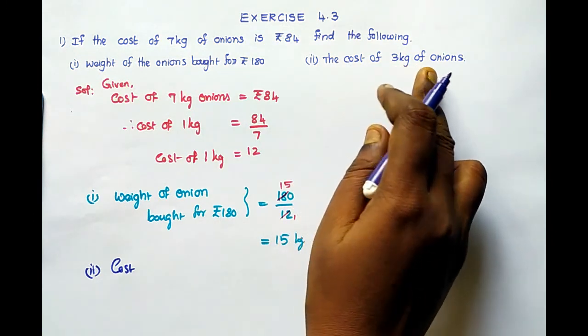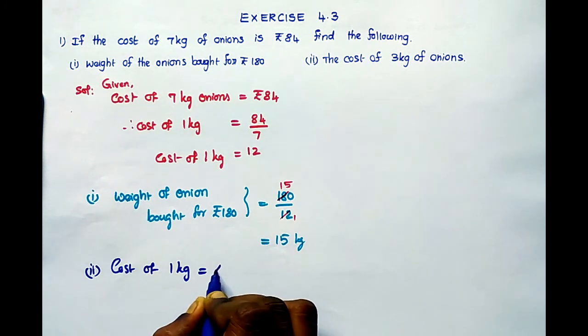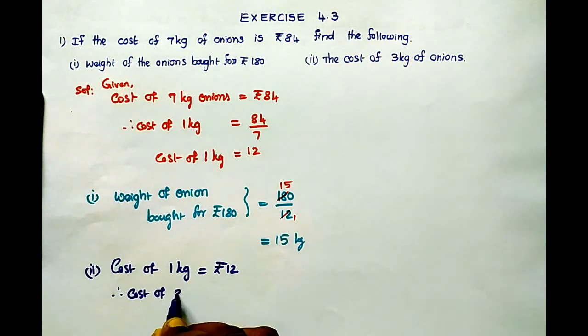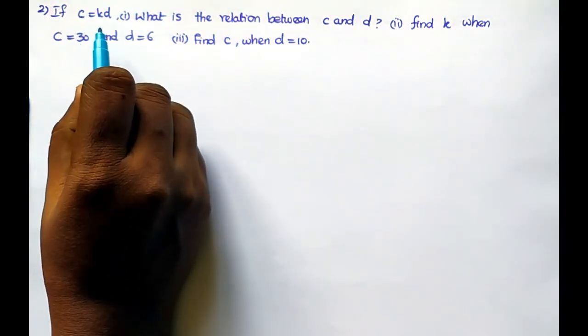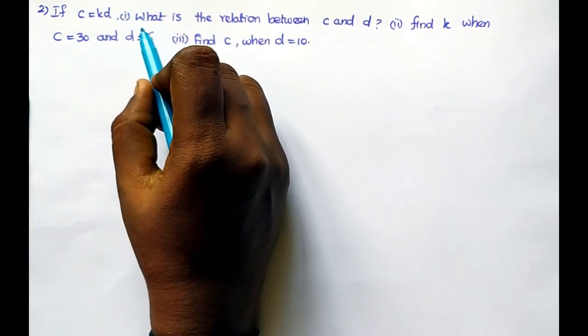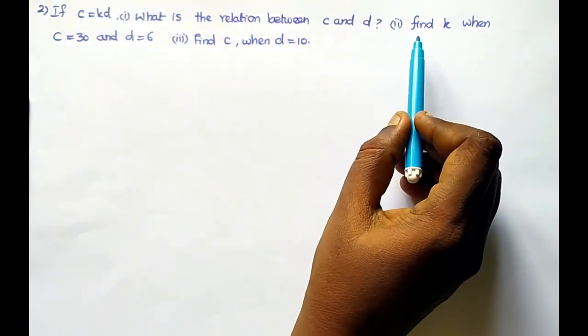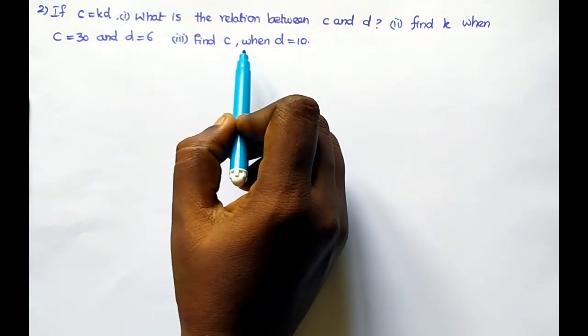Cost of 3 kg of onion. We know that cost of 1 kg equals rupees 12. Therefore, cost of 3 kilogram is 12 into 3, that is rupees 36. That is the answer. Second sum. If C equals KD. First, what is the relationship between C and D? Next, find K when C equals 30 and D equals 6. And third, find C when D equals 10.